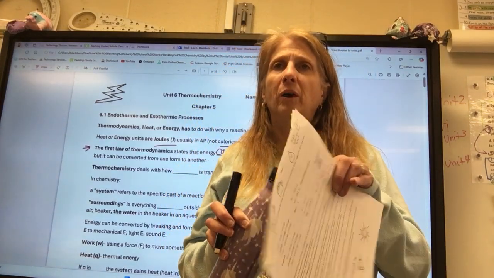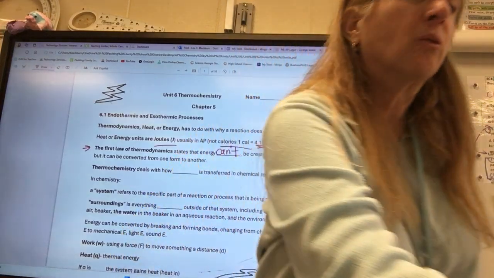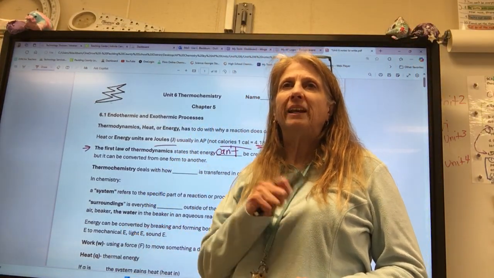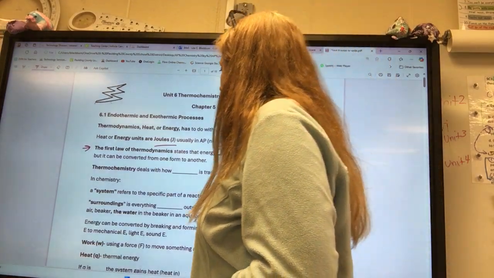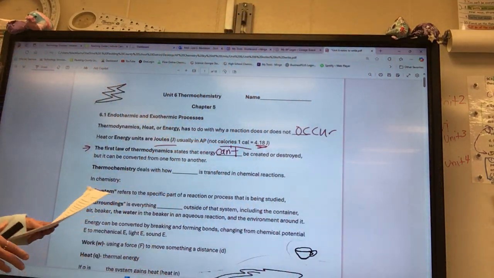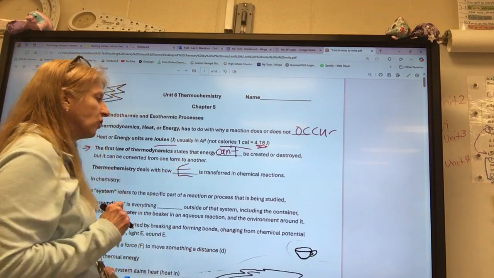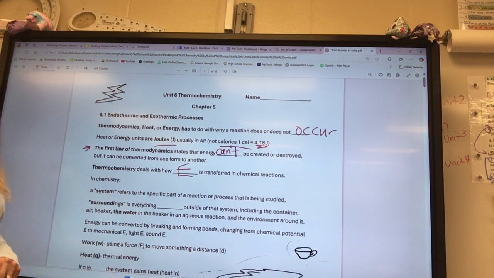But just know what really applies here is the rock, paper, scissors of science: laws beat everybody. They're math. Okay, so we're going to talk about two of them. Thermochemistry deals with how energy is transferred in chemical reactions. So that's what we're doing.